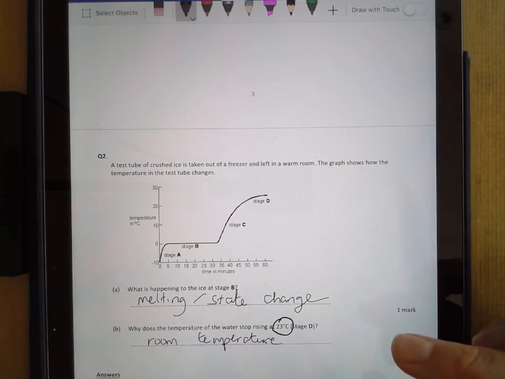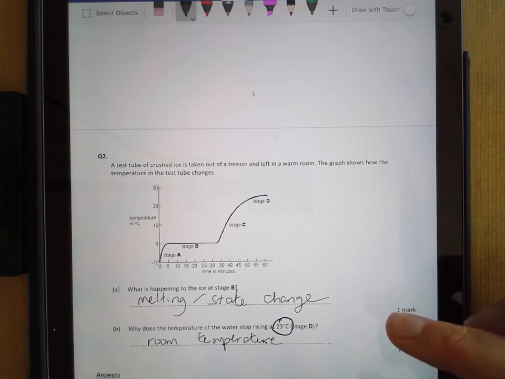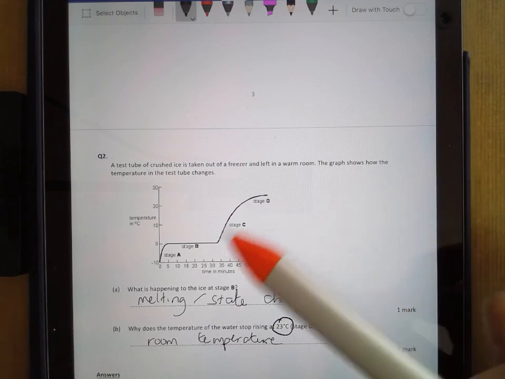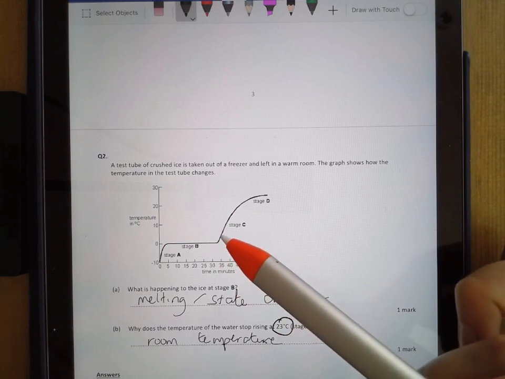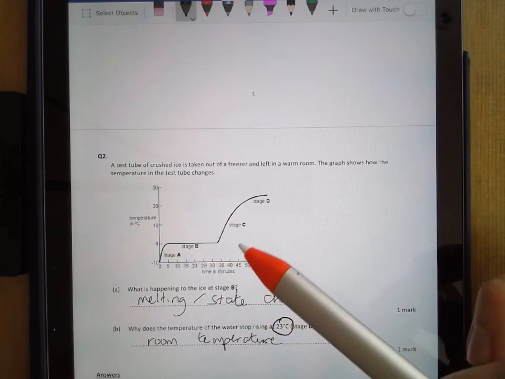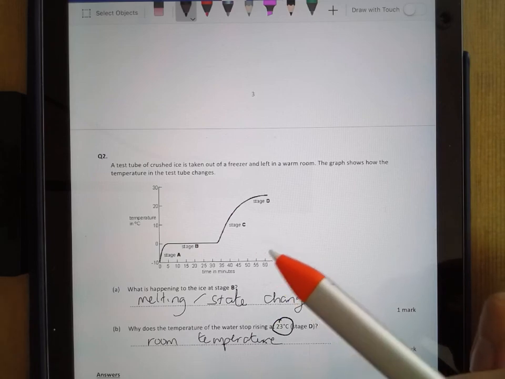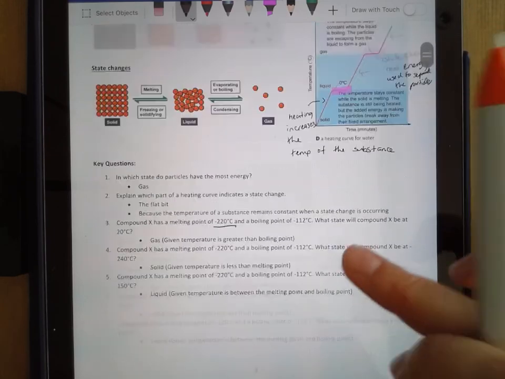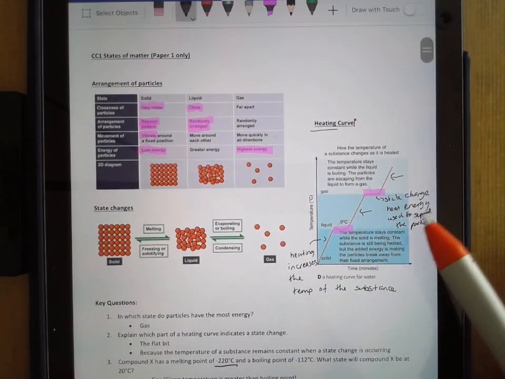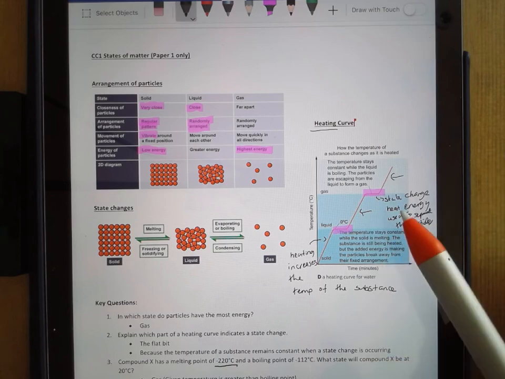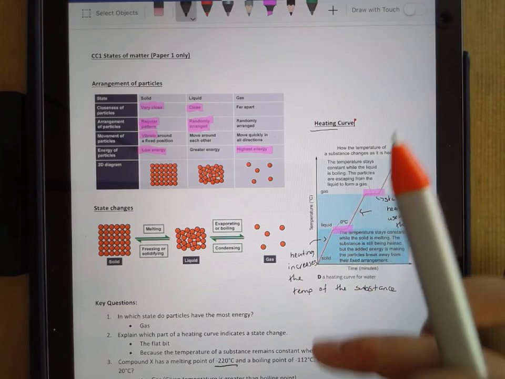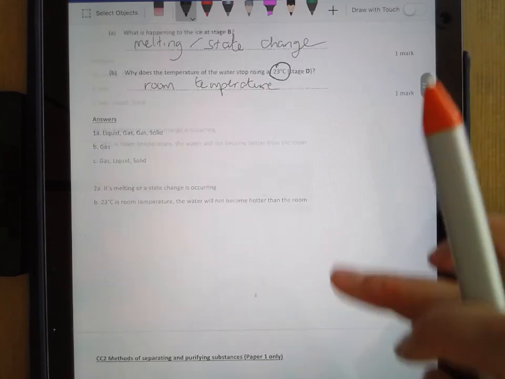That's states of matter in a nutshell. There's not a lot there. You just need to know the different states of matter, how the particles are arranged, how the particles move, and be able to interpret a heating curve. Make sure you know that the flat bits are a change of state, and make sure you know why they are flat at the change of state, because all of that heat energy is being used to separate the particles instead of being used to increase the temperature of the substance.